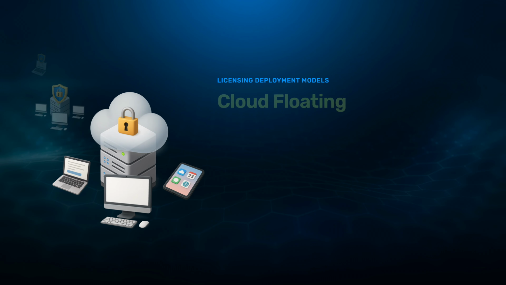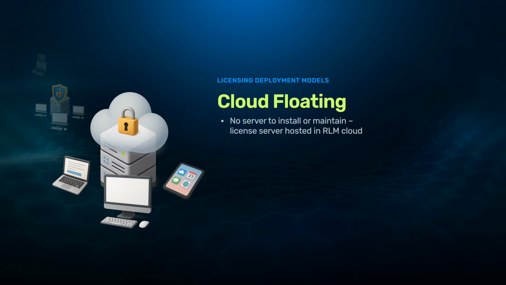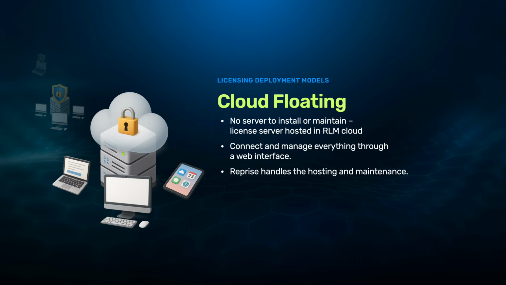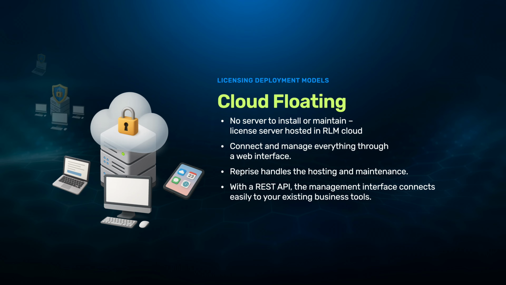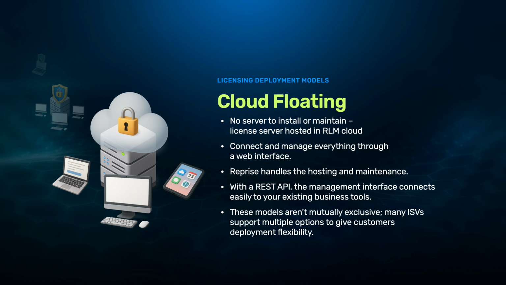The third model is cloud floating licensing. This works on the same concurrent use principle as on-premises floating. But instead of a server on the customer's network, the license server lives in the cloud, hosted in RLM Cloud. Your customers connect to it over the internet, and you manage everything through a web interface. No server for them to install or maintain. Reprise handles the hosting and maintenance, so your team can focus on managing licenses rather than servers. And with a REST API, the management interface connects easily to your existing business tools.